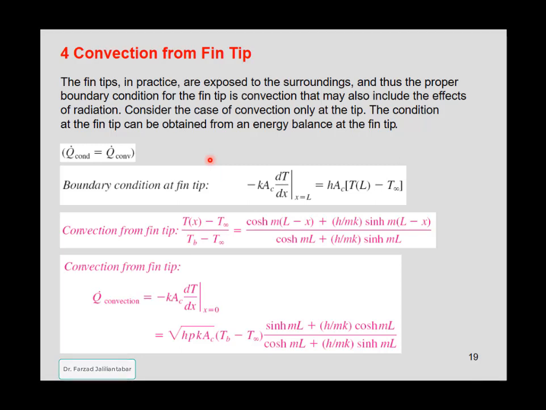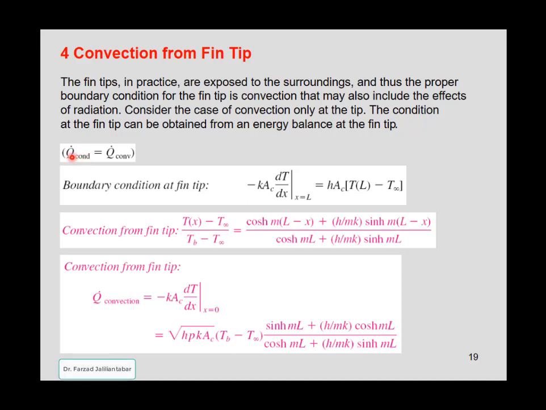In real conditions, the fin tips in practice are exposed to the surroundings. So the proper boundary condition for the fin tips is convection, which may also include the effects of radiation. Consider the case of convection only at the tip. The condition at the fin tip can be obtained from an energy balance at the fin tip. In other words, the heat transfer by conduction to the tip will be equal to the rate of heat transfer by convection from the tip.